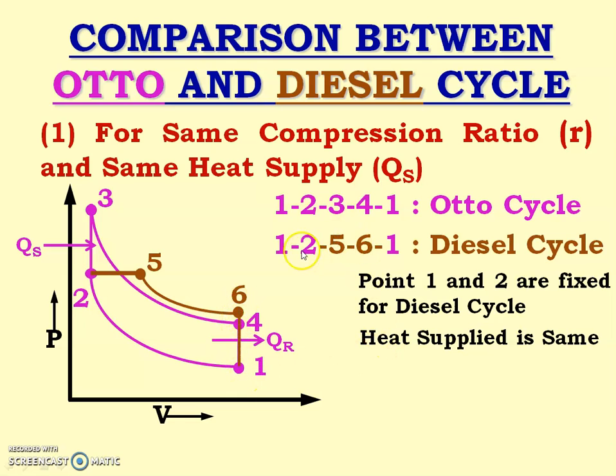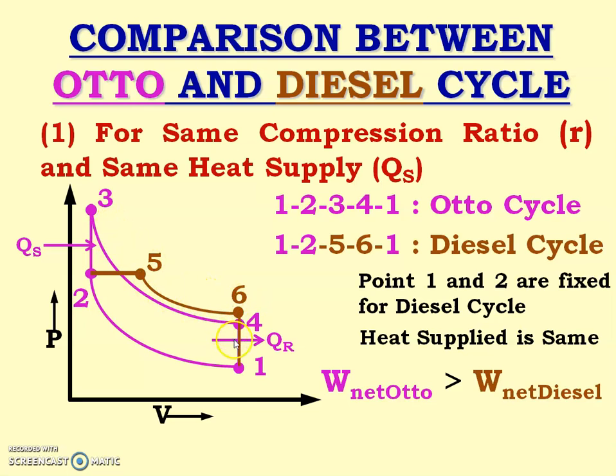So 1, 2, 5, 6, 1 is the diesel cycle, where points 1 and 2 are common. It means the same compression ratio. And 2 to 5 is equal to 2 to 3. That is, the same heat supply is there for both the cycles, Otto and diesel cycle. Now you look at this.